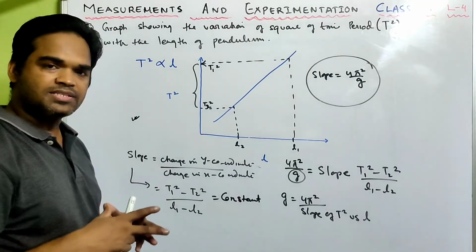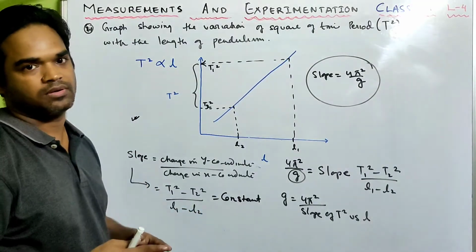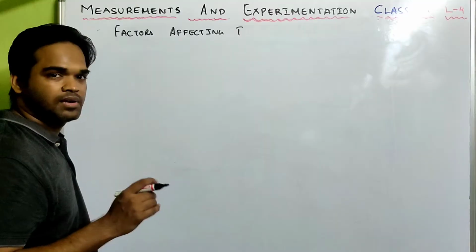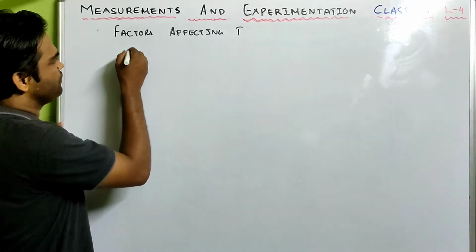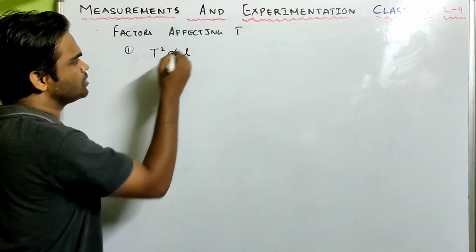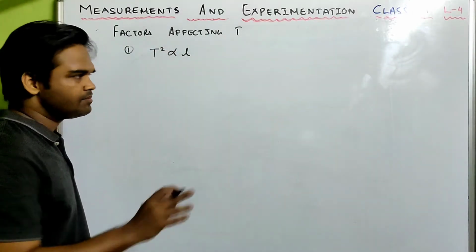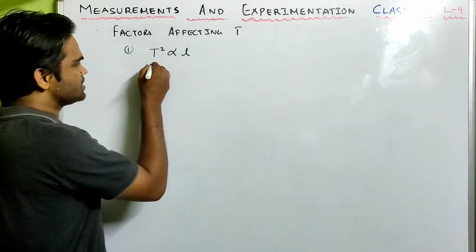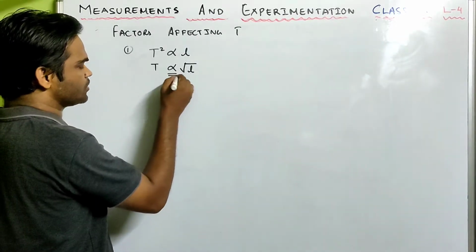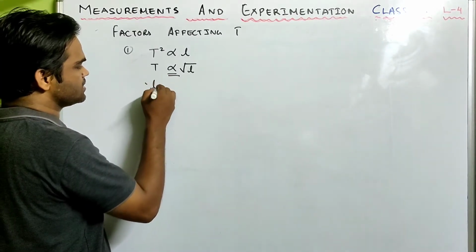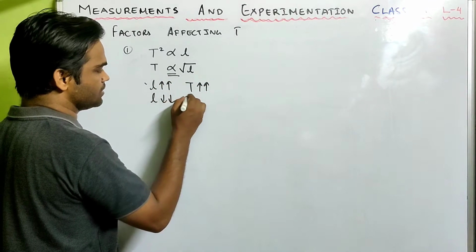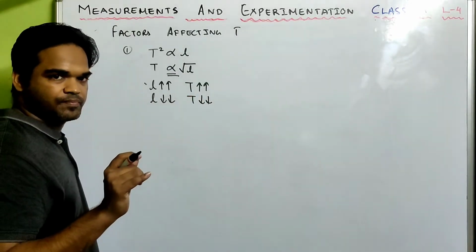Done. Now let us see the factors on which the time period of a pendulum depends. Factors affecting time period. Just now we did one, that T square is directly proportional to the effective length of the pendulum. T is the time period, which means T is directly proportional to the square root of the length, so if you increase the length of a pendulum, the time period also increases, and if you decrease the length, the time period also decreases.